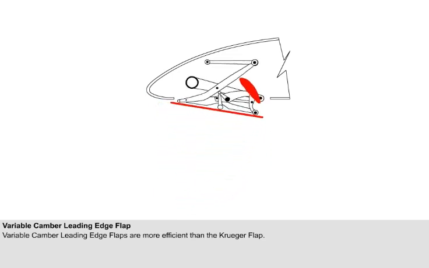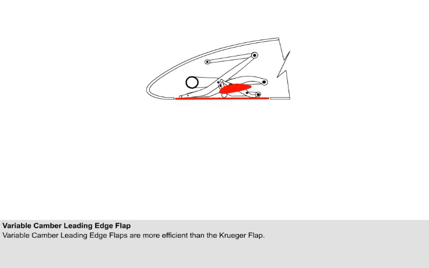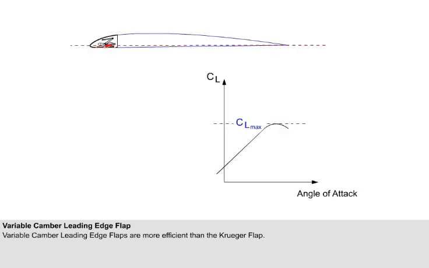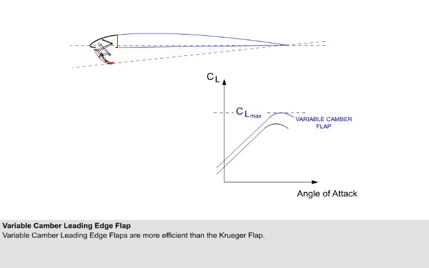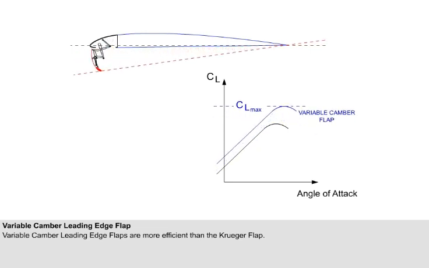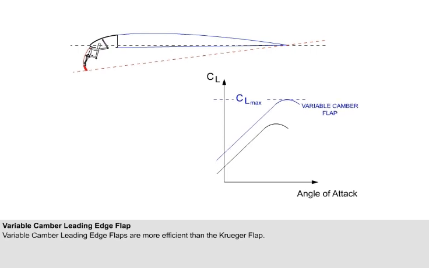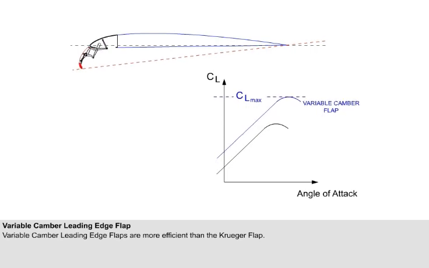In practice, their speed of operation is about twice that illustrated. With the variable camber leading edge flaps out, the camber of the wing is increased slightly more than with the Kruger flap. And as you can see, CLmax is also increased. The forward end of the chord line is once again lowered, which increases the stall angle.